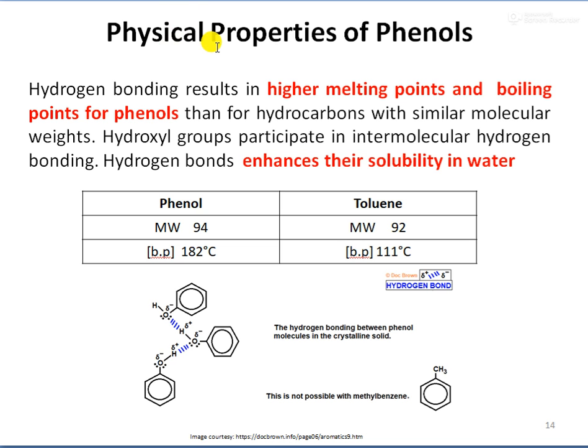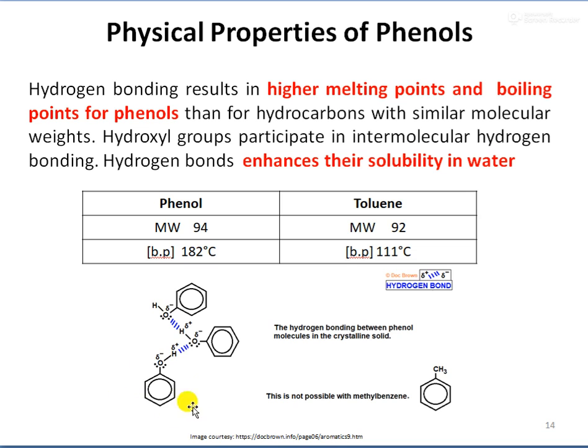Now let us understand the physical properties of phenol. Phenols have OH groups, and because of that they can form hydrogen bondings with other molecules, as well as with themselves. So this results in a higher melting point and boiling point in phenols. So we have compared 2 molecules, phenols and toluene. Even though the molecular weights of these 2 compounds are not much different, the boiling points have a very high difference. In phenol, the boiling point is 182 degrees Celsius, whereas in toluene it is only 111.